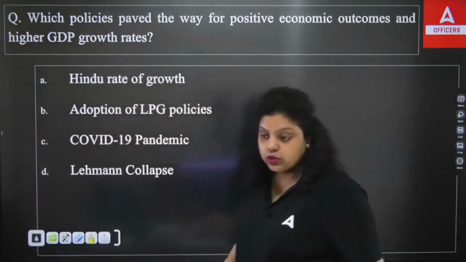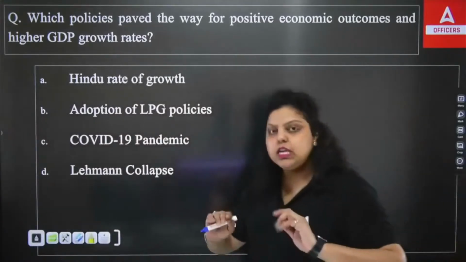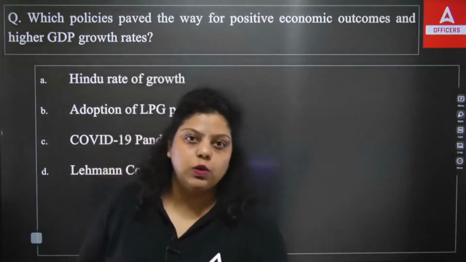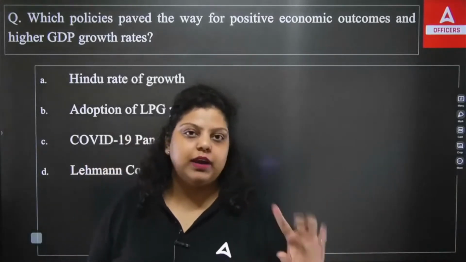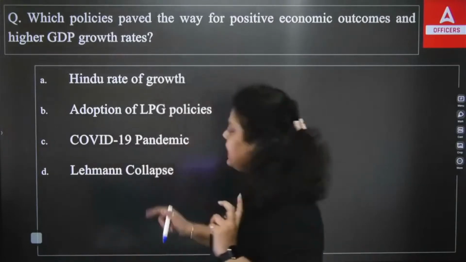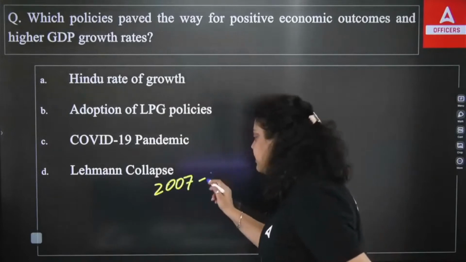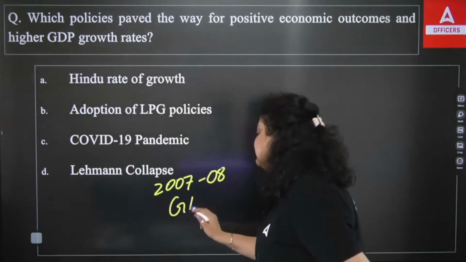So what do you think, which of the following policies helped us to have the positive economic outcome as well as GDP growth? So now let's use the elimination method. What is the elimination method? First, find out the definitely wrong options. Then you will easily be able to find the right option. You can see here, Lehman collapse. Lehman collapse was the global financial crisis of 2007-8.